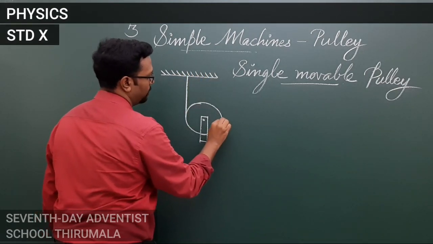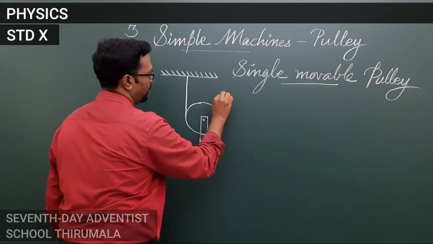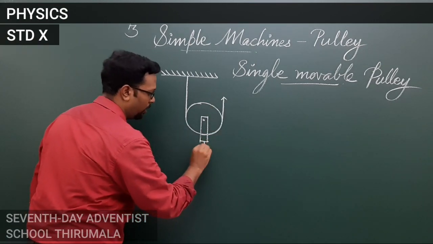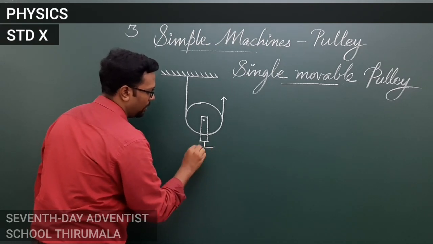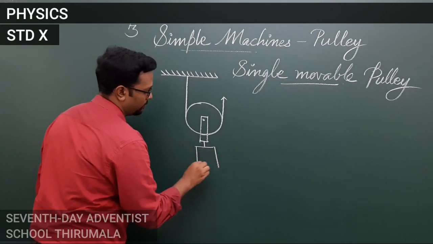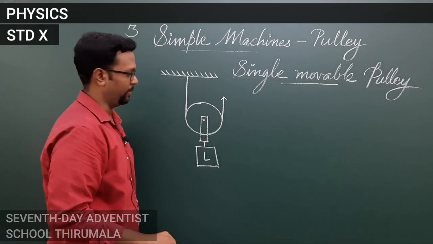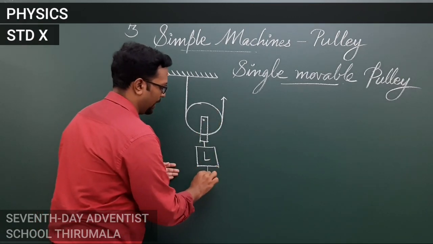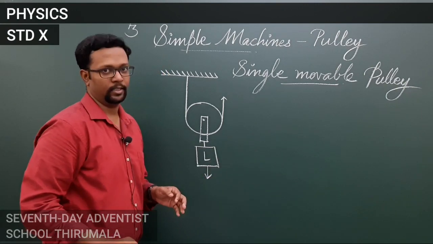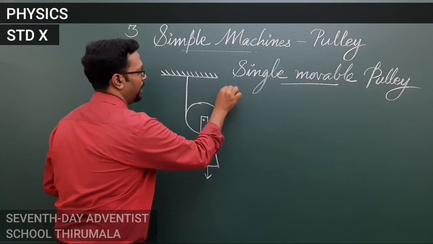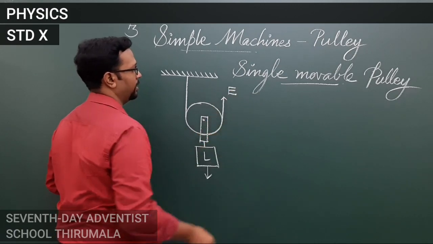And the other part of the string is in the upward direction. And we hang the load on the axle of the pulley. We know that the load acts in the downward direction. The effort is applied in the upward direction.